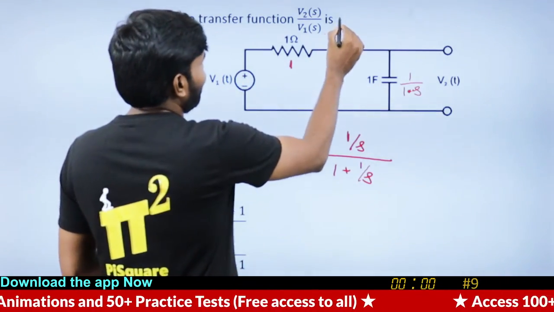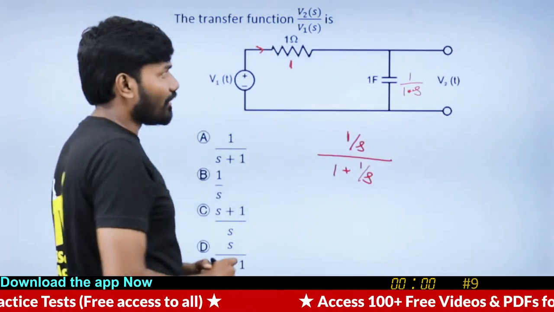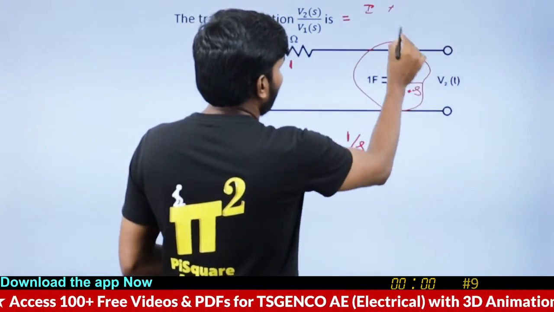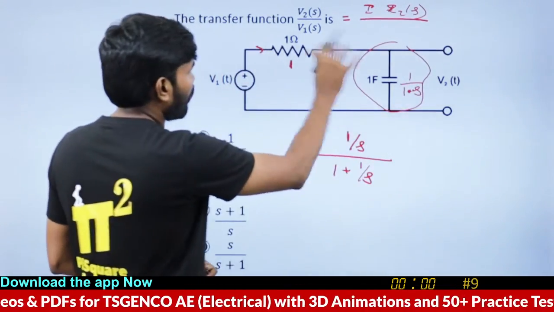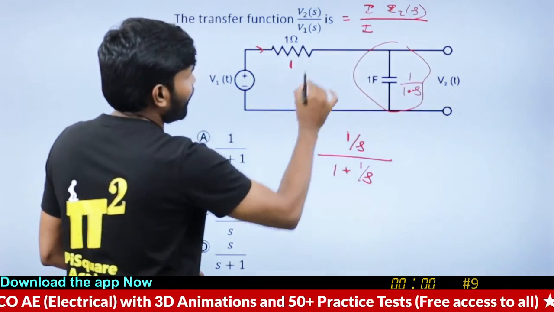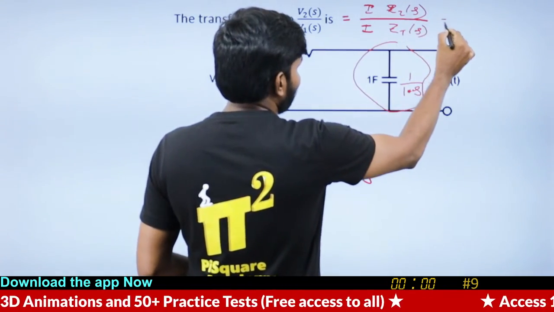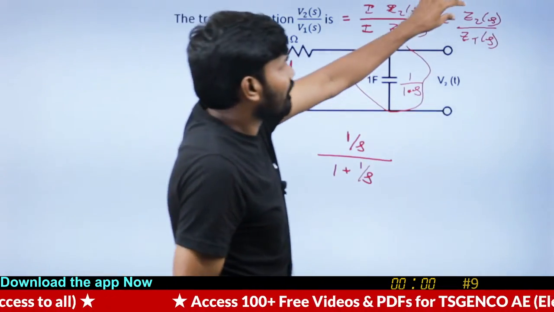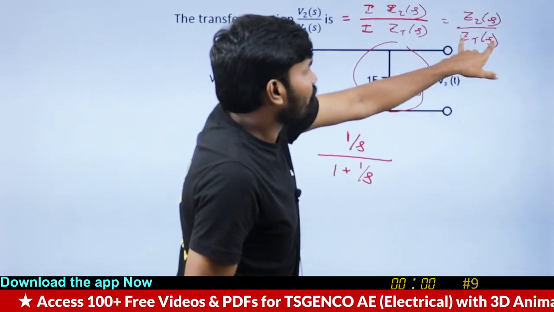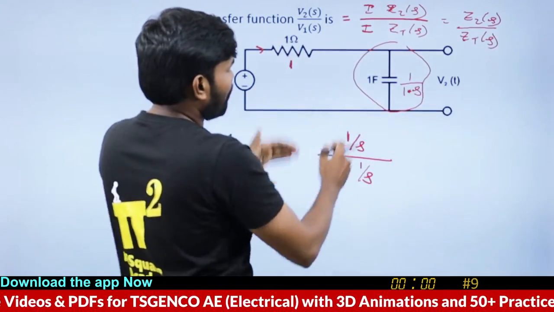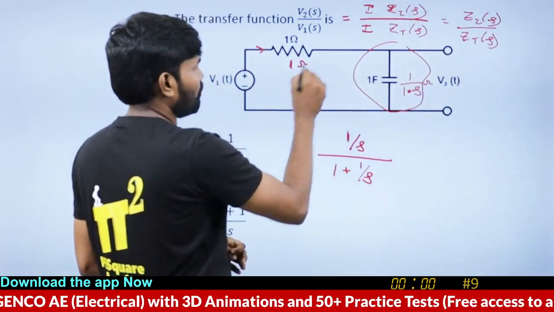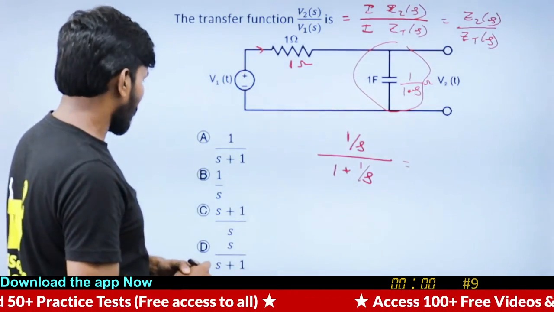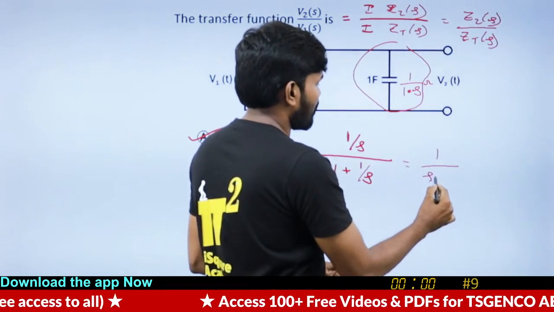Or simply you can say current is the same, right? In this series circuit, current is the same. So I can take I into output, Z2 of S, divided by V1, which is total voltage, current into total impedance ZT of S. So current gets cancelled. This is Z2 of S by ZT of S. Output impedance Z2 of S is 1 by S. Total impedance: they are in series, add them up, 1 plus 1 by S, because its unit is ohm, 1 by S ohm, this is also ohm. So Z2 of S by ZT of S, that's the answer. If you simplify this, you get 1 by S plus 1. Bingo.